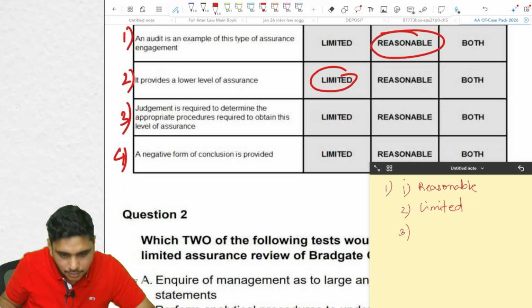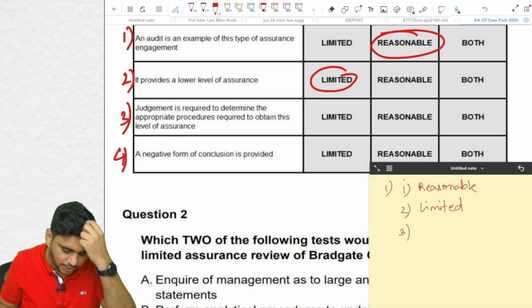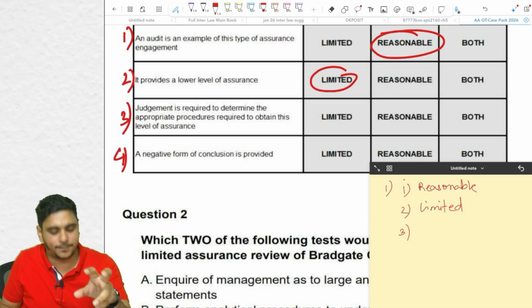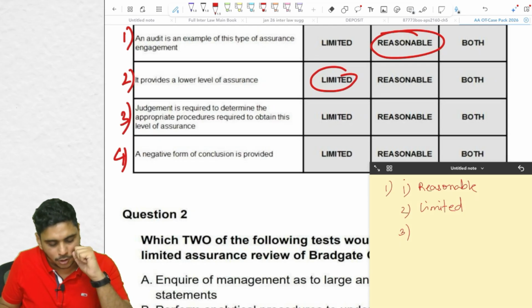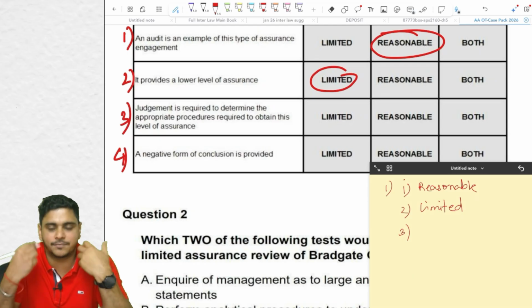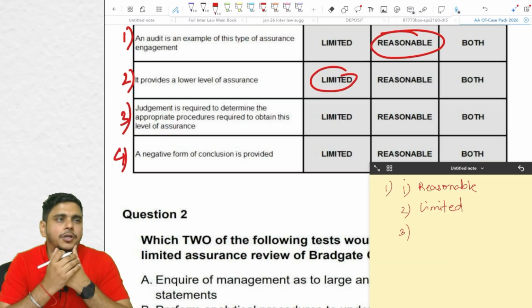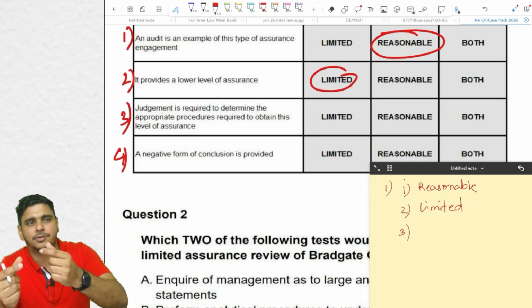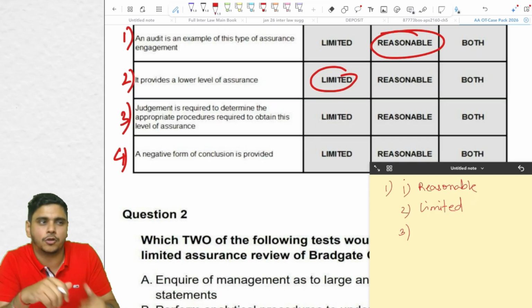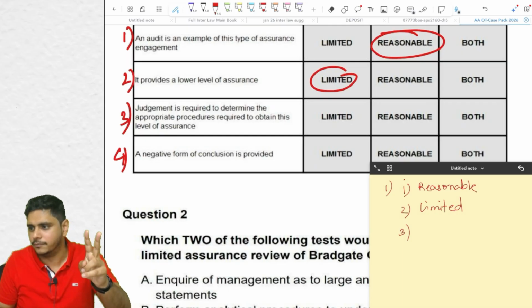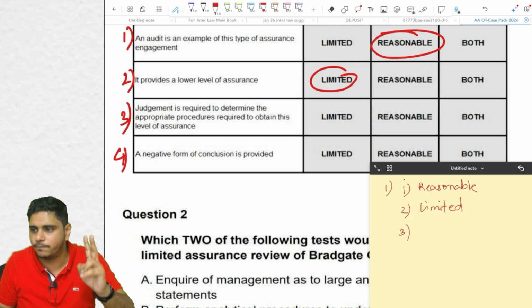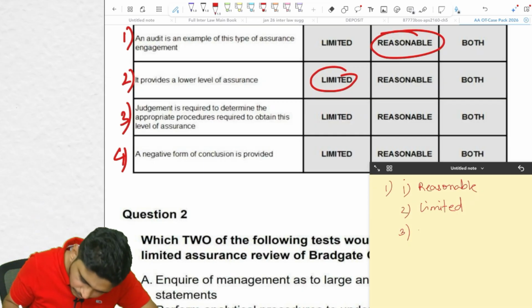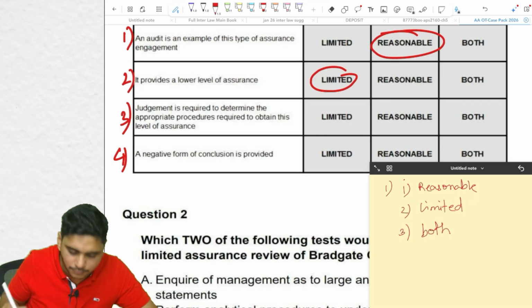Third, judgment is required to determine the appropriate procedures required to obtain this type of assurance. So you have to take some judgment. When I talk about audit, it means basically reasonable assurance. So audit, reasonable assurance, you take judgment. Review also, you have to take judgment. So I think it should be both.